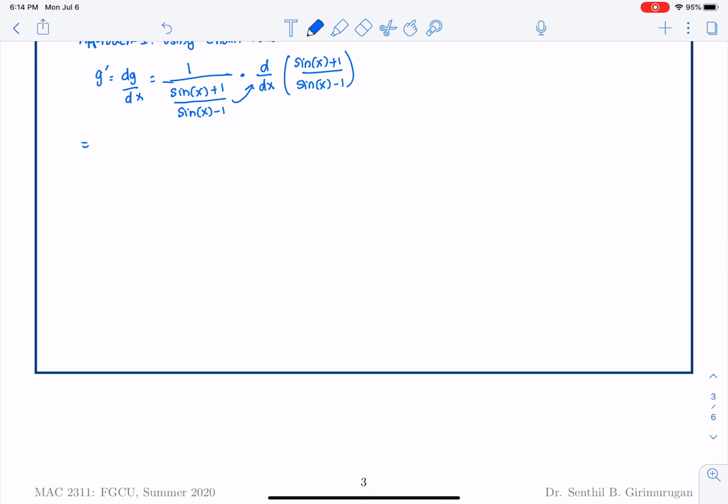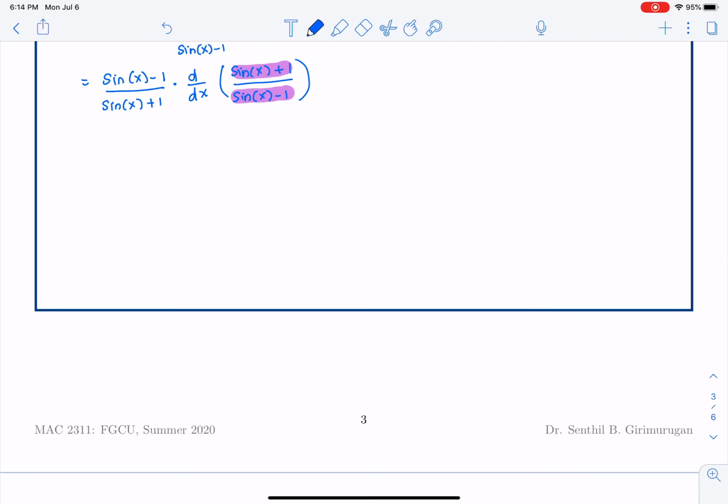Now I could flip and multiply and write the first term as sine x minus 1 divided by sine x plus 1. And we have to take the derivative of sine x plus 1 over sine x minus 1. Now this is a function with u over v. So we need to use quotient rule. U is sine x plus 1. V is sine x minus 1.